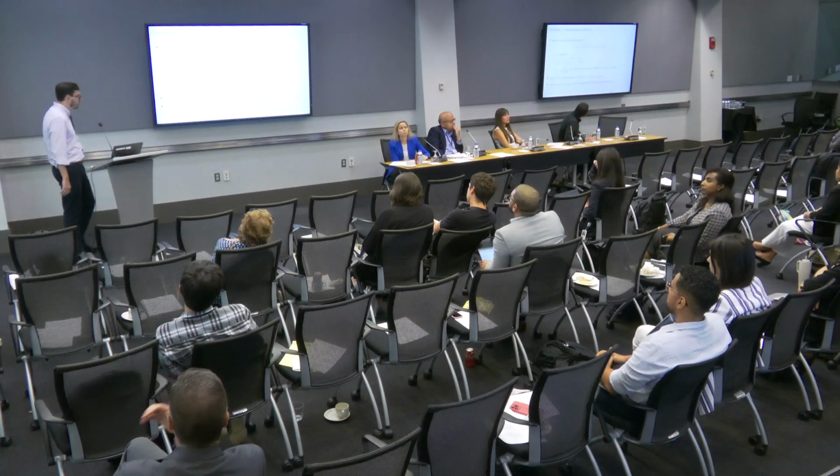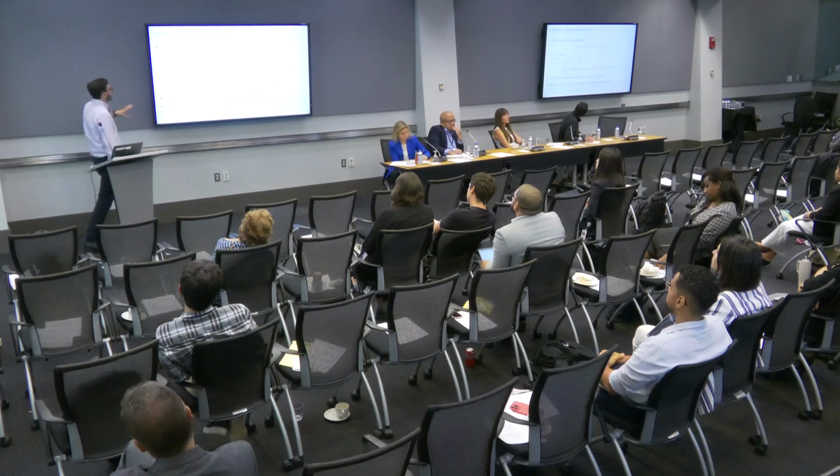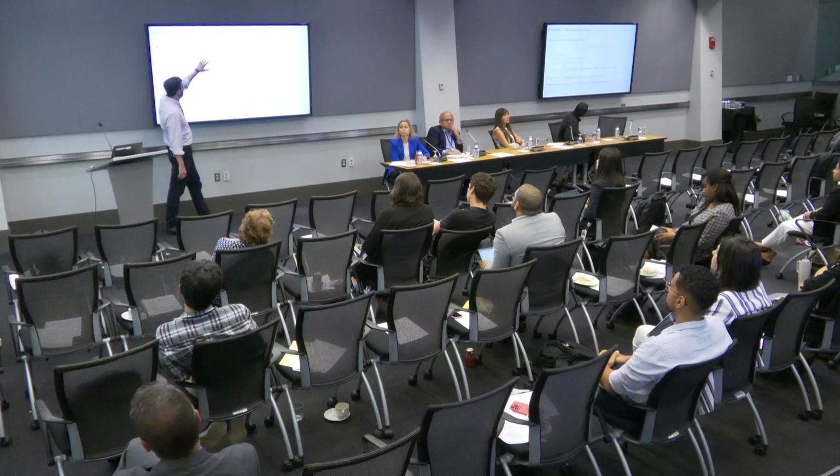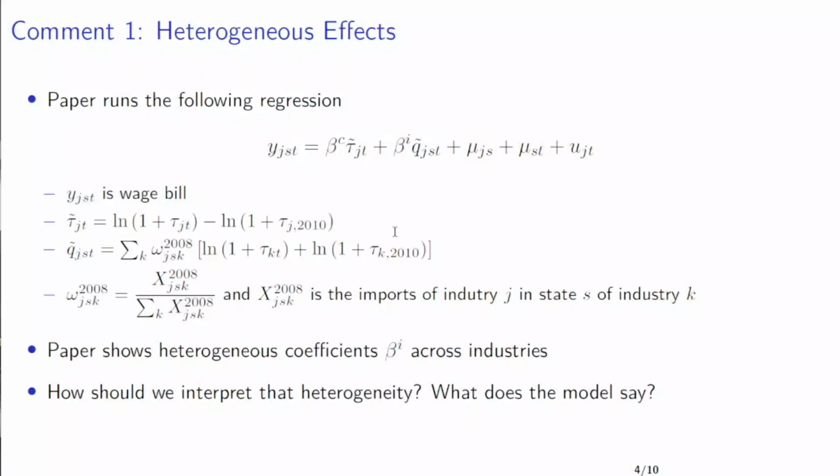So first, let me go through the heterogeneous effects. This turns out to be an important part of the paper. So they run this regression. On the dependent variable, we have the labor employment, and then we have two explanatory variables here. We have the import competition effect, and we also have the intermediate input shock, which is captured by the second component. And then it turns out that the heterogeneity in this beta i across different sectors is going to be an important part of the argument.